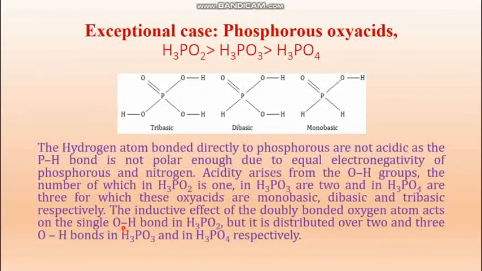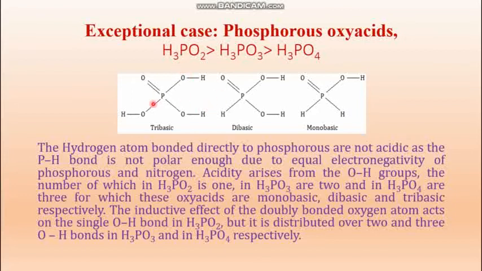Now here is some exception. Similarly, from the previous example, we can say that phosphoric acid H3PO4 should have the highest acidity among all these types of acids, such as phosphorous acid and hypophosphorous acid. But here it seems to be an exception. There is a good explanation behind this.